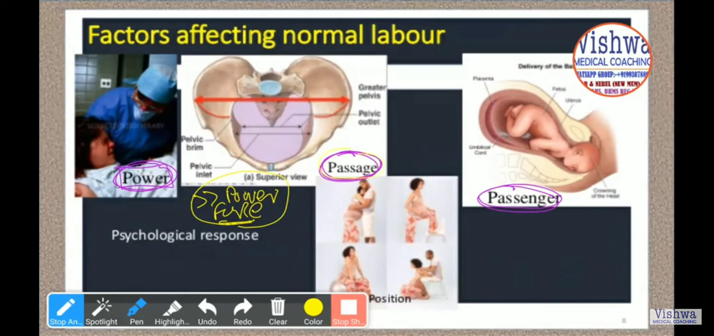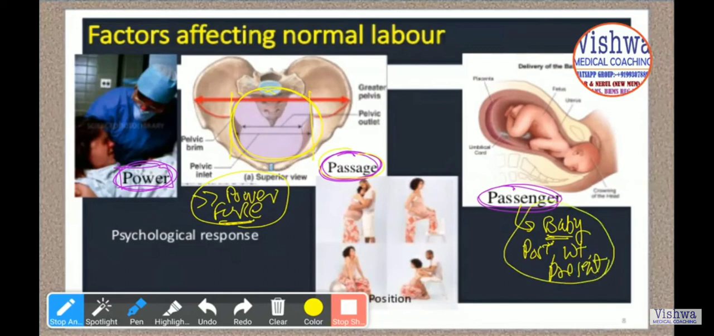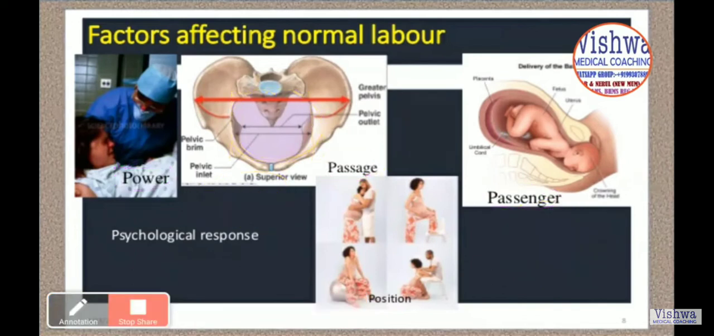That means the pelvis, the shape of the pelvis, the diameters of the pelvis. If the diameters of the pelvis are adequate, then the labor can occur normally. It also depends upon the passenger, that means the baby. It depends upon the position of the baby, the weight of the baby, and the presentation of the baby. So remember, to have a normal labor, we have three factors responsible. Power should be adequate, passage should be adequate, and the passenger should be in a normal position. These are the factors that affect normal labor.